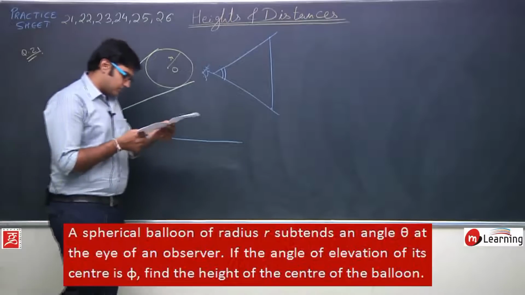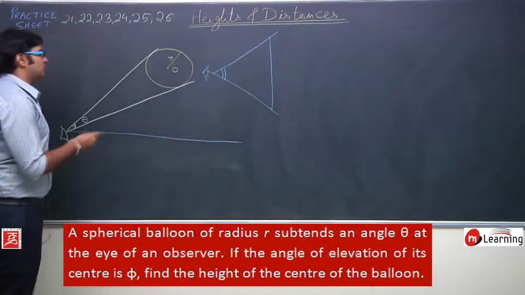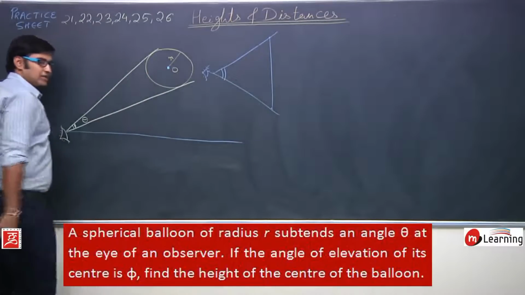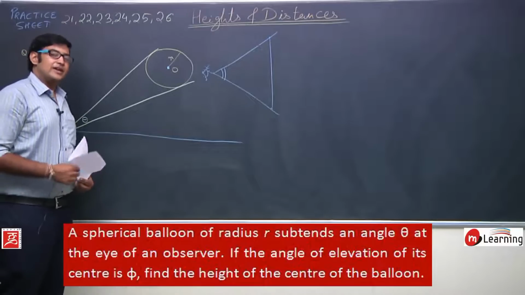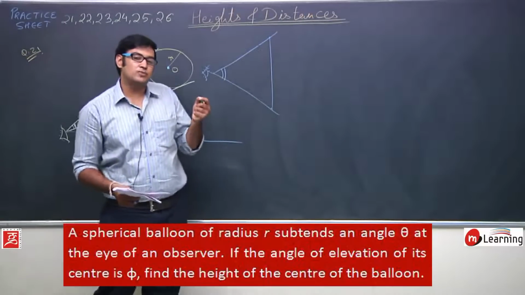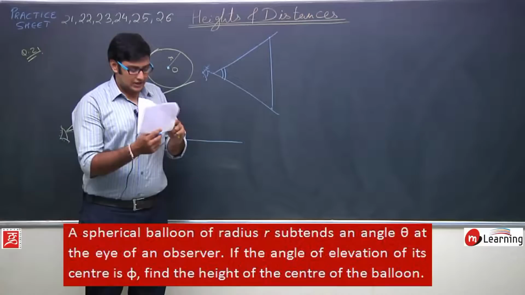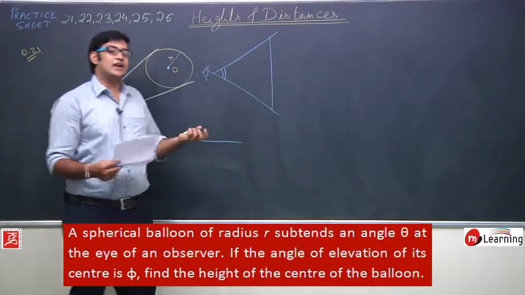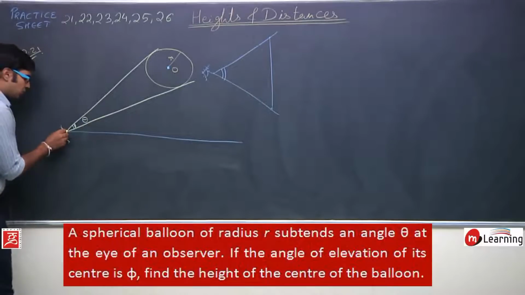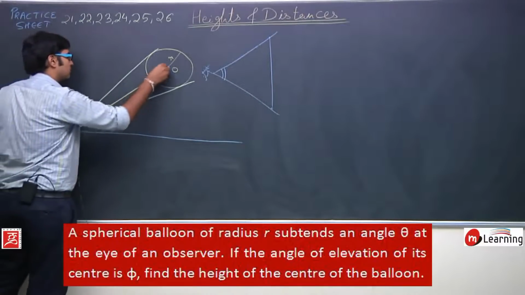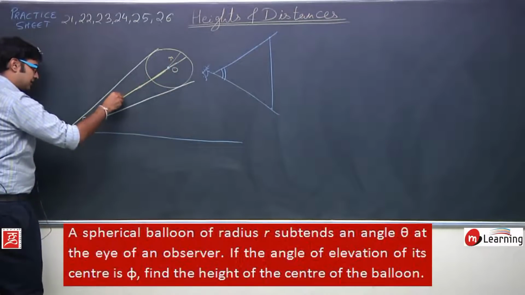Further it says, the angle of elevation of its center. What is the center of the balloon? This is the center of the balloon. Now how to calculate the angle of elevation of this center? It means that to observe the center of the balloon, I need to move my head upwards 5 degrees. It means a line drawn from the eye to the center of the balloon, like this. This is the line of sight to observe the center of the balloon.